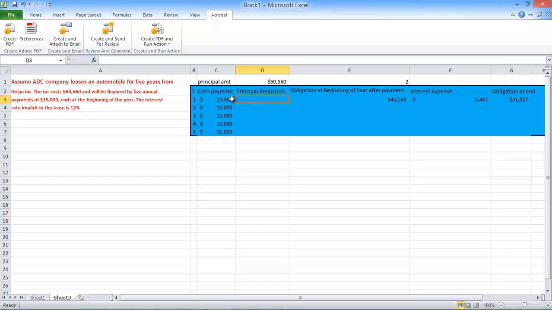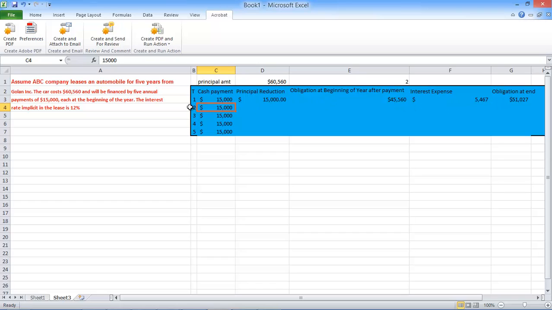So in year one, since we paid $15,000, the principal on our loan was reduced by 15,000. This is slightly confusing, so I'll take care of this after I finish filling this column and this column and this column. So when we come to year two, we make a cash payment of 15,000, and we see that we had an obligation of 51.